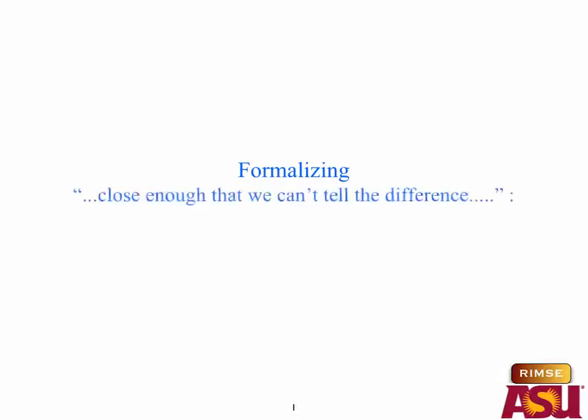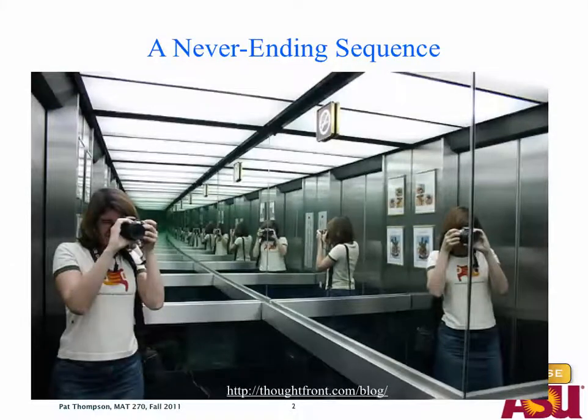Okay, so we've been talking about this thing where we let delta x get small, and we say close enough that we can't tell the difference. That's what we've been saying so far. So we want to formalize that mathematically. This idea of close enough so that we can't tell the difference, this is the idea of limit. We've been talking about limit all along, we just haven't said it as such. So limit is like a never-ending sequence.